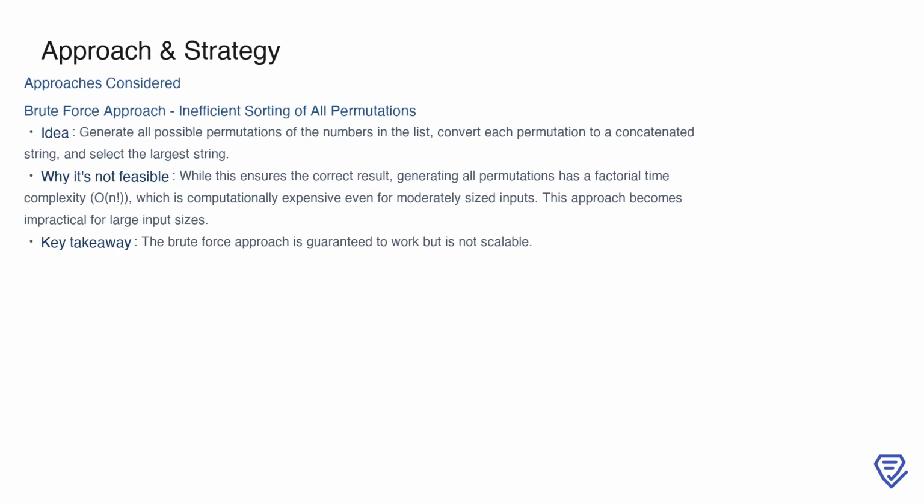To solve the problem of forming the largest number from an array of integers, the simplest idea might be to generate all possible arrangements of the numbers. This is the brute force approach, where we generate every permutation of the input, convert each permutation into a concatenated string, and then compare to find the largest result. While this method guarantees correctness, it's computationally expensive due to its factorial time complexity.